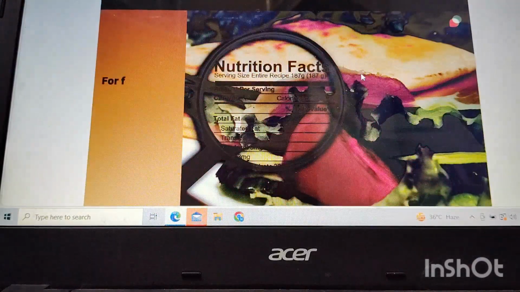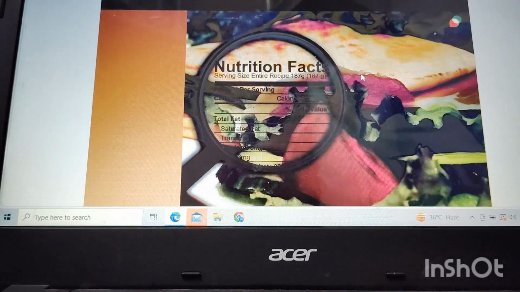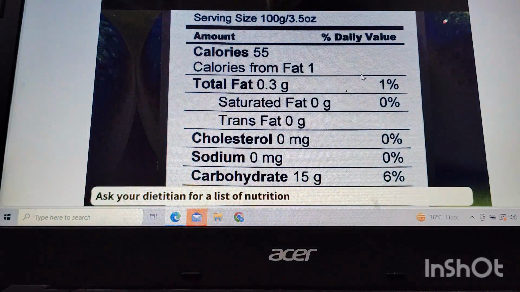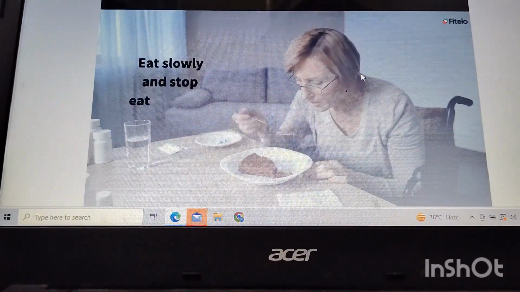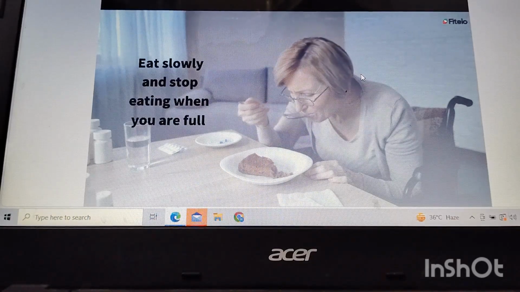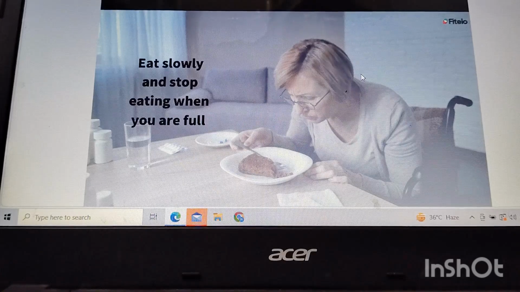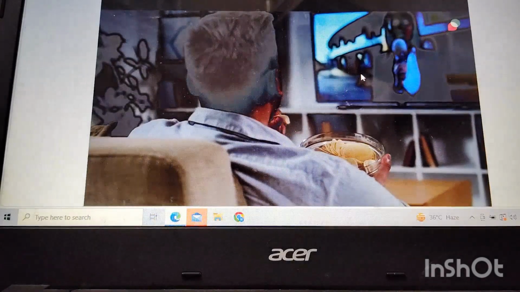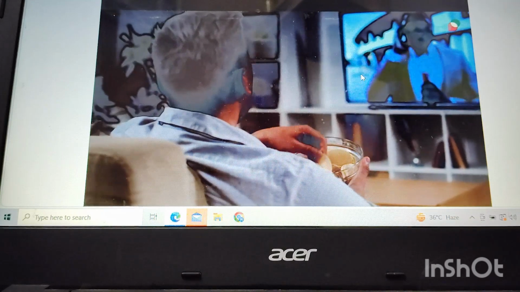For fresh foods that do not have a nutrition facts label, such as fruits and vegetables, ask your dietitian for a list of nutrition facts to measure the right portions. Eat slowly and stop eating when you are full. It takes 20 minutes for your stomach to tell your brain that you are full. If you eat too quickly, you may eat more than you need. Avoid eating while doing something else, such as watching TV or driving.